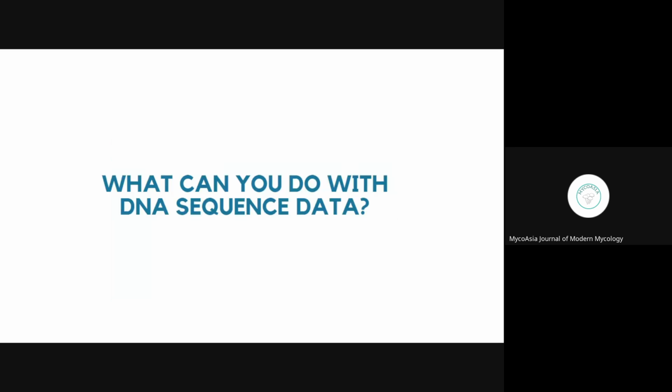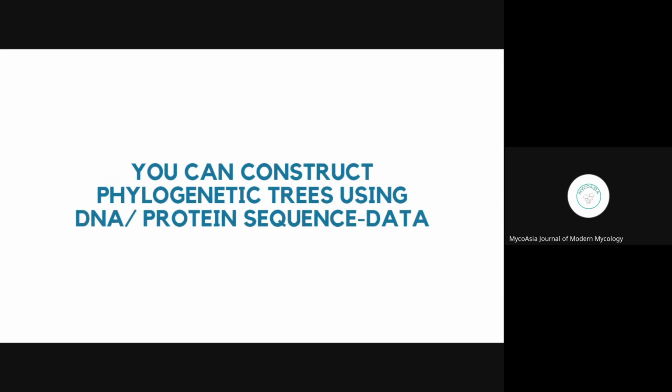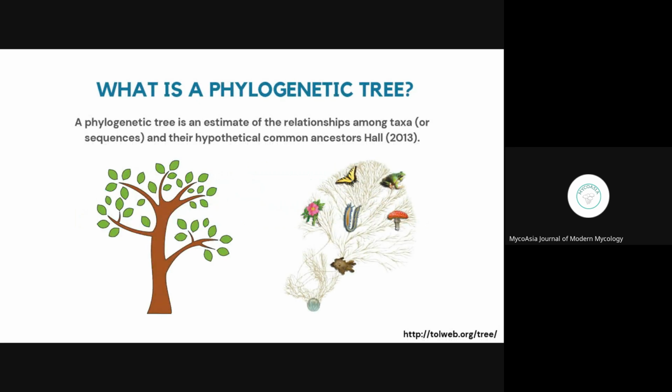So what can you do with DNA sequence information? You can do many things. One of the things you can do is construct phylogenetic trees using DNA or protein sequence data. What is a phylogenetic tree? Like a natural tree, a phylogenetic tree will have a root, branches, and leaves. I'm going to explain that in the coming slides.